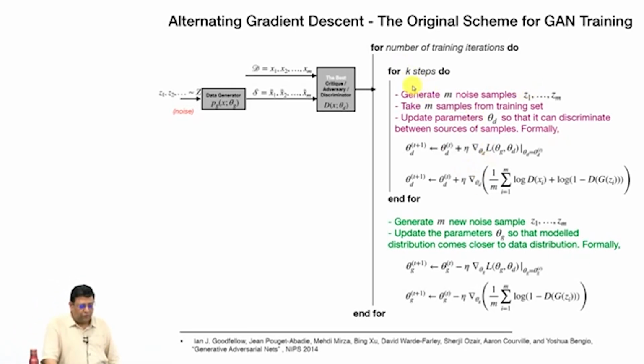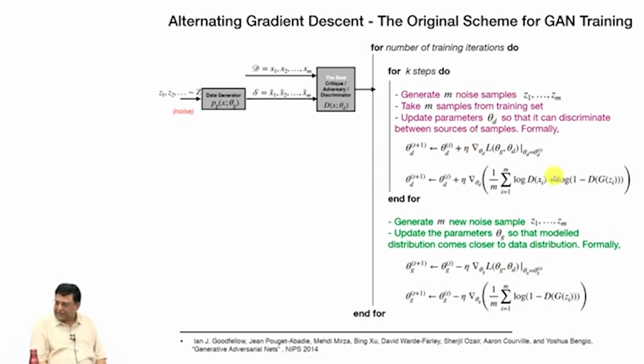Here, for k steps, you generate m noisy samples, and using those noisy samples you generate sample images, and you also take some m real images which are given to you as your training sample. Then you do a simple gradient algorithm on top of it, where you move in the direction of theta d, modifying the parameter theta d. It's like x and y: you are trying to maximize on y for a clamped value of x. Here theta g is clamped, and you are maximizing on theta d, so you take this gradient step to maximize your value.